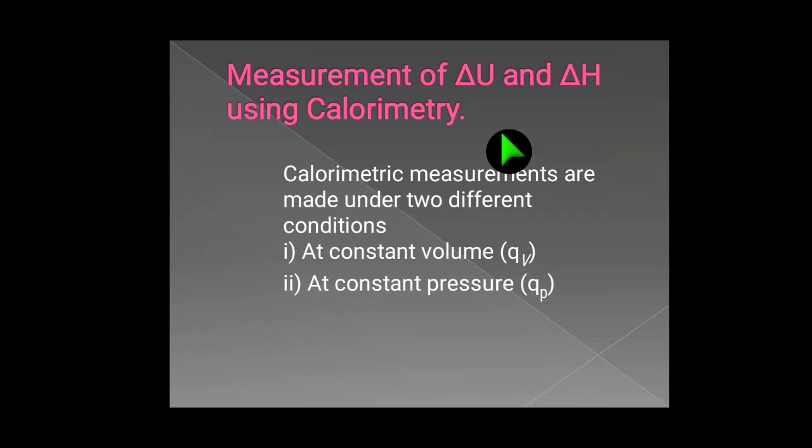Calorimetric measurements are made under two different conditions. One is at constant volume, so Q V. Another one is at constant pressure, so Q P.